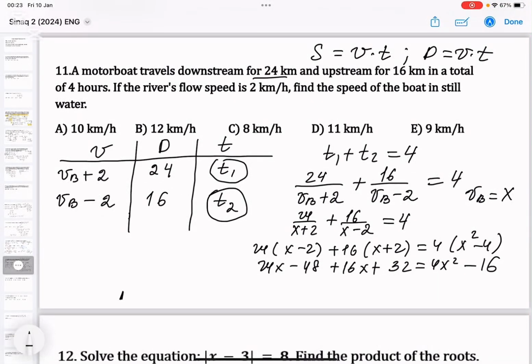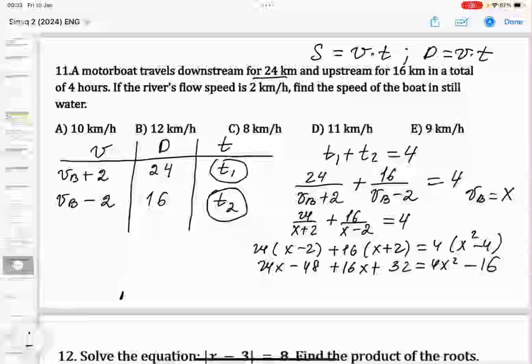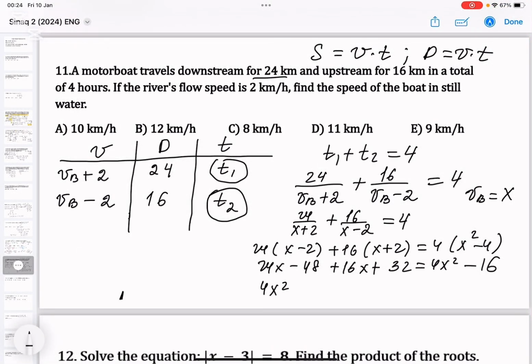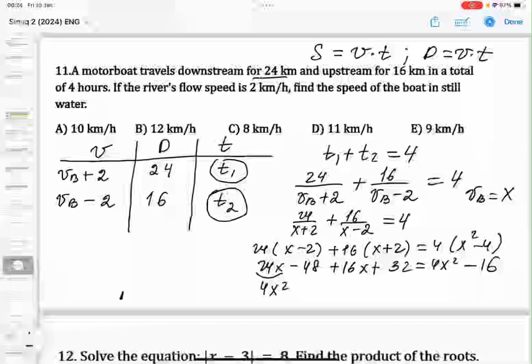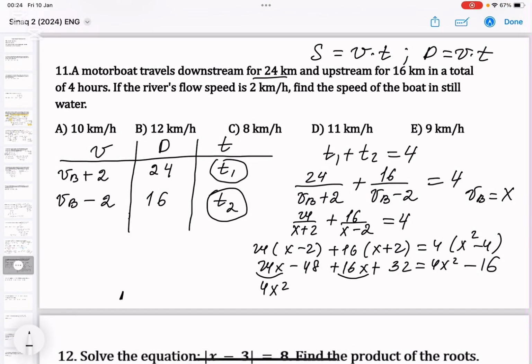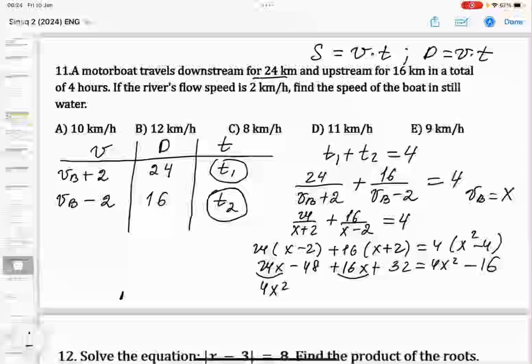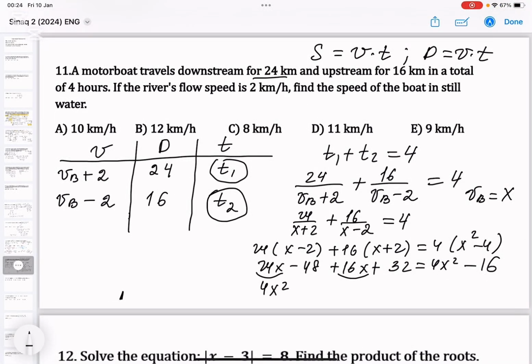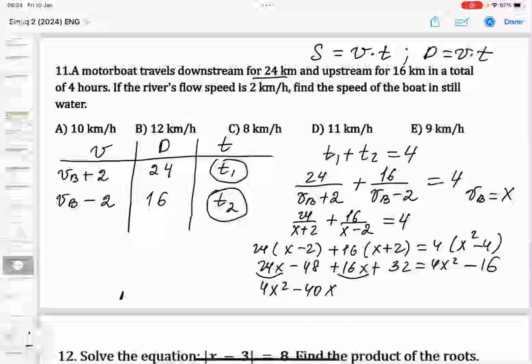What we have here, so let's simplify it. So we have 4x squared. So we have 24x and 16x. It's going to be 40. If we move this to the left-hand side, it's going to be negative 40x. Then we have negative 48 plus 32. It's going to be negative 16, and with negative 16.